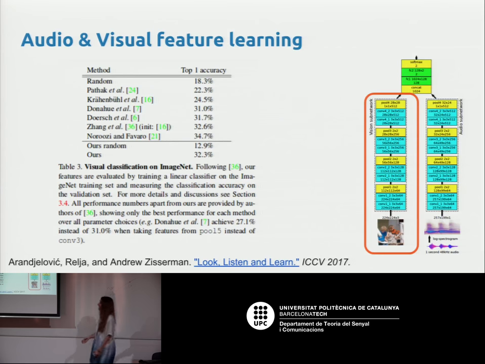And then again, they show that the features that they learn here are quite robust to solve a vision task. So again, they freeze everything. They took the last layer as a representation and they train a classifier on top. In this case, they evaluated the representations on ImageNet, and they showed that they're not the state of the art, but very competitive with other self-supervised methods.